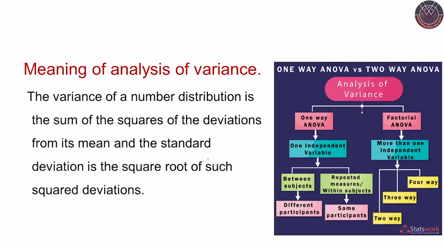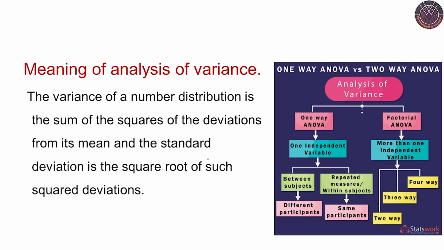Suppose I said that if you want to see the difference between different boards of education, this is 1-way ANOVA. Only one particular categorical variable, boards, you are using here. But if it is more than one, suppose we want to see the difference existing due to board of education and also due to the medium of instruction.